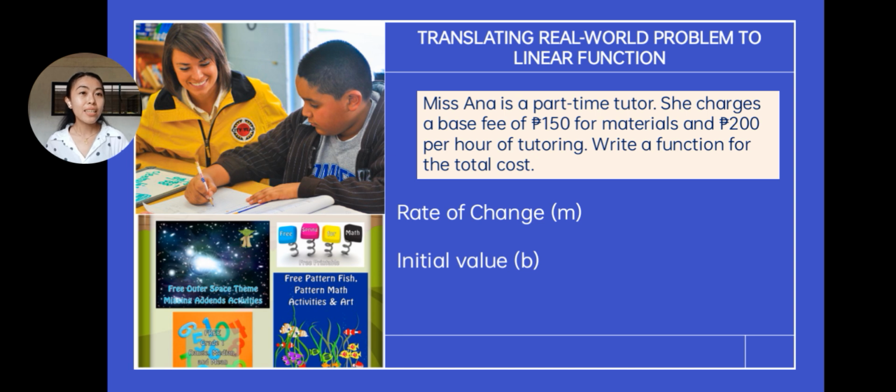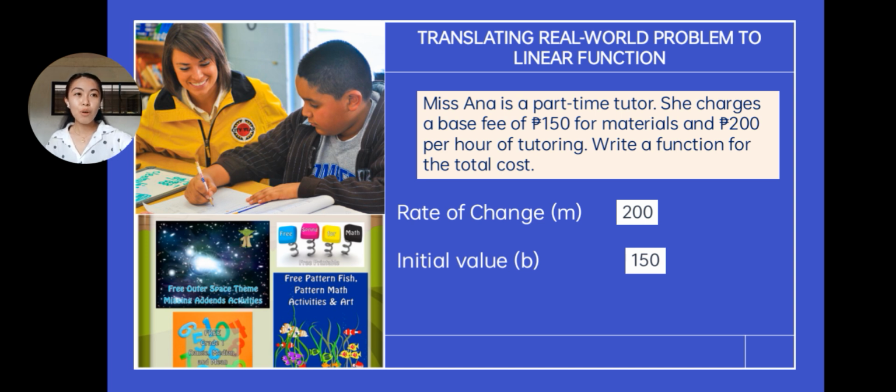Now let's try to identify the value of m here. What do you think is the value of m? Correct. The value of m is 200 as it is represented here, 200 per hour. Later on, the number of hours there, which is our unit here, will be your value for x. Next, what do you think is the initial value or the fixed value? Correct, it is 150, the base fee.